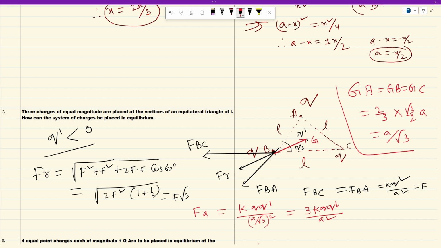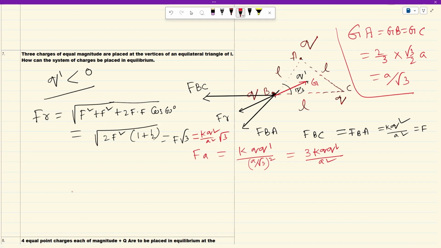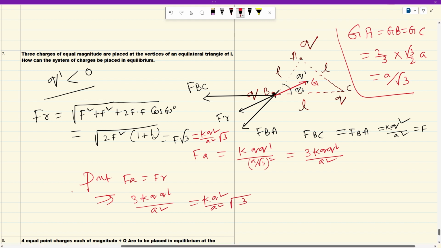Alright. Now you can make this F and this F the same. That F is known. That F is KQ square by A square. Now make them equal. So comparing these two, we get the value of Q dash. You just put FA equal to FR. Alright. These two get cancelled, these two also, K also. Therefore, Q dash is going to be Q root 3 by 3, and it is negative.